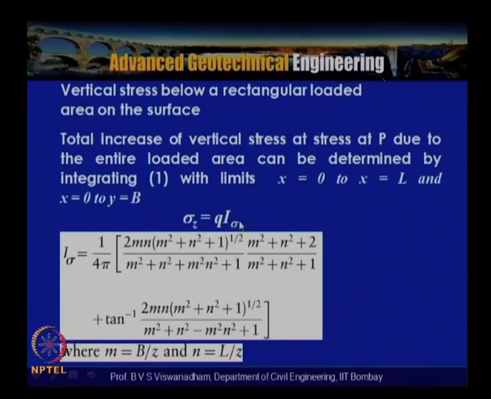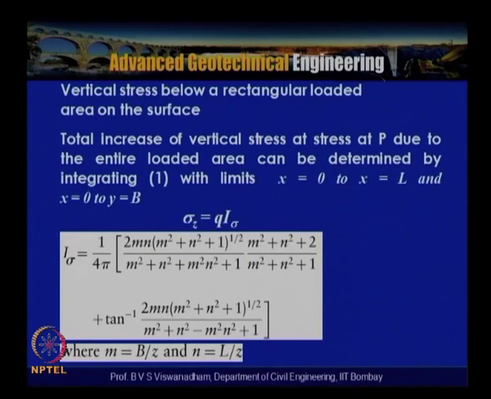So here this Iσ or Ir, for a rectangular loaded area, Iσ is equal to 1 by 4π into [2mn √(m² + n² + 1) / (m² + n² + m²n² + 1) × (m² + n² + 2) / (m² + n² + 1) + tan⁻¹ (2mn √(m² + n² + 1) / (m² + n² − m²n² + 1))], then the bracket closes.